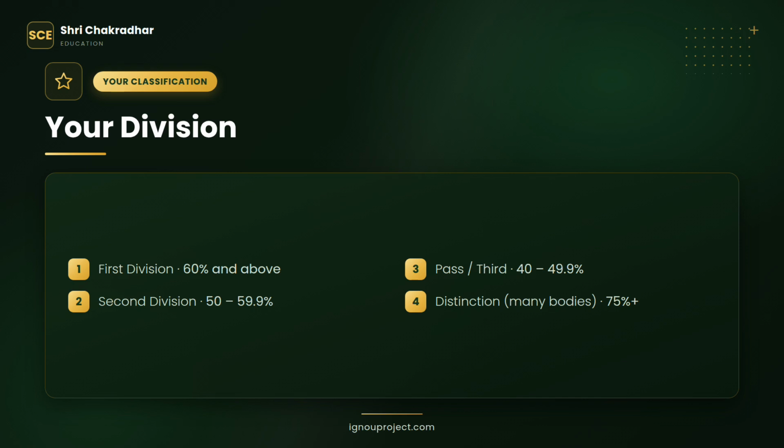Now let us talk about your division. Once you have your percentage, your division usually follows the common Indian pattern. 60% and above is treated as first division. 50 to 59.9% is second division. 40 to 49.9% is a pass or third division. Many bodies treat 75% and above as a distinction.